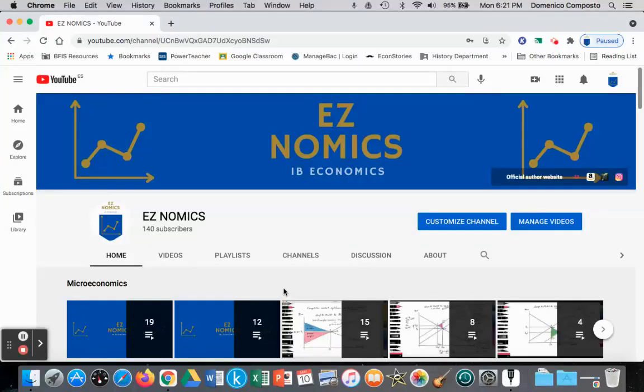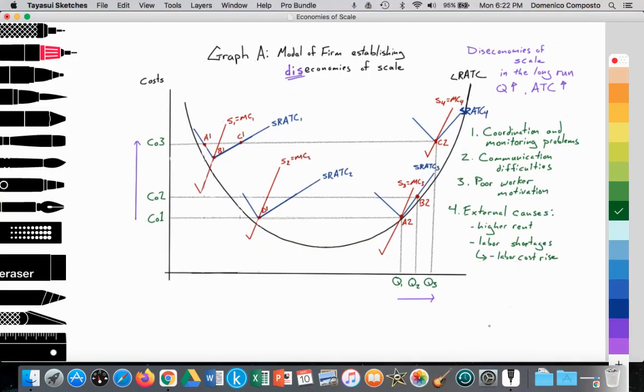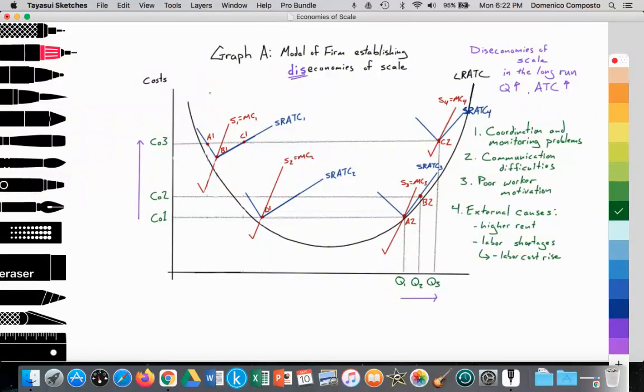Hello, this is Domenico with Economics, and we're going to continue discussing the concepts of economies of scale, but in this case, we're going to be looking at diseconomies of scale. In a previous video, we looked at this left side of the graph. We were looking at a coffee shop expanding over time, going from short-run average total cost curve number 1 to short-run average total cost curve number 2.